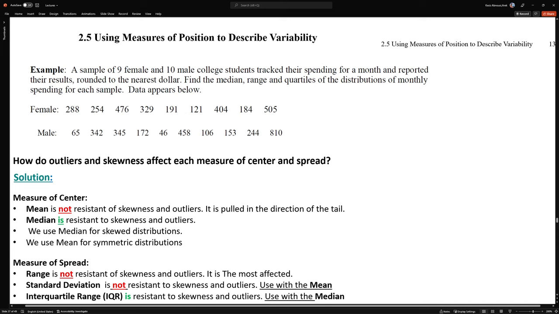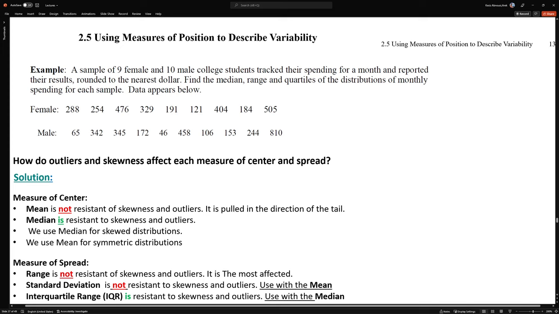And how do outliers and skewness affect each measure of center and spread? So mean is not resistant to skewness and outliers. It means that if we have outliers in extreme values, mean will change dramatically. Also, median is resistant to skewness. It means that if we have extreme values, it won't affect it, right? Because it's just the middle. We don't care about the values of the observation. We just care about the position. That's why it's resistant to skewness and outliers.